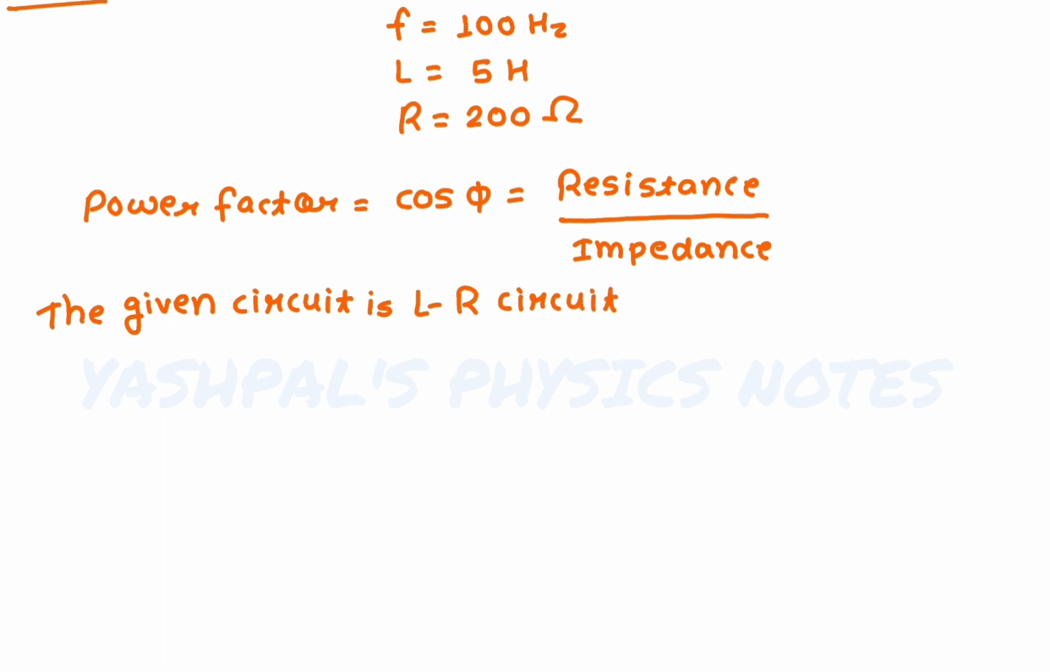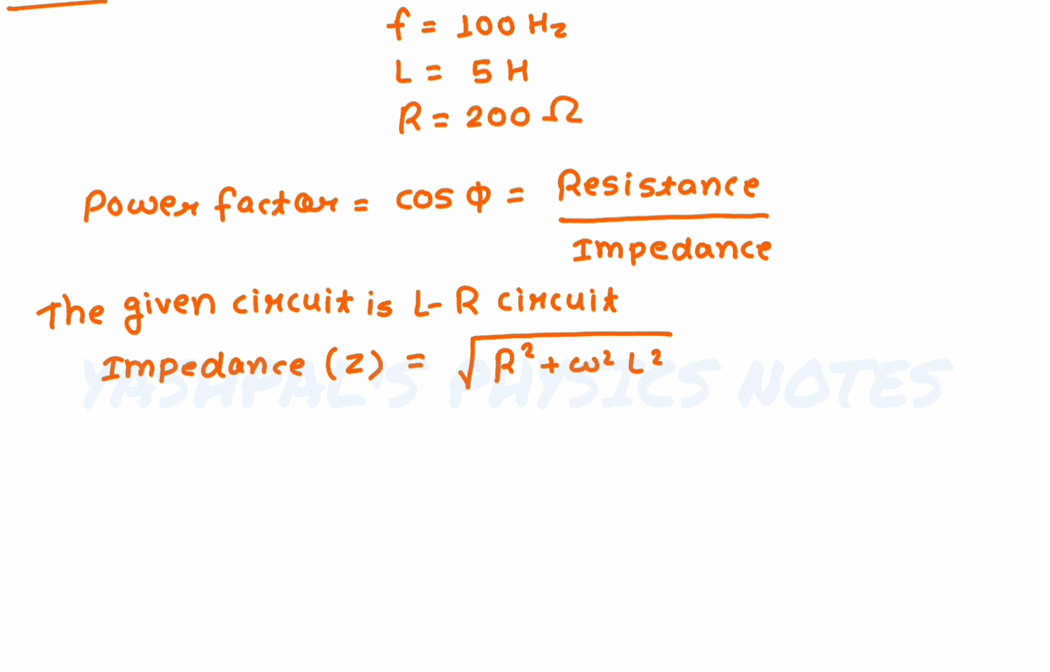Now we know that for an LR circuit we are going to find the value of impedance. So impedance is equal to, and one more thing, impedance is denoted by capital Z, and its formula is under root R square plus omega square L square. So this is the formula of impedance. Remember this formula, it is a very important formula, R square plus omega square times L square.